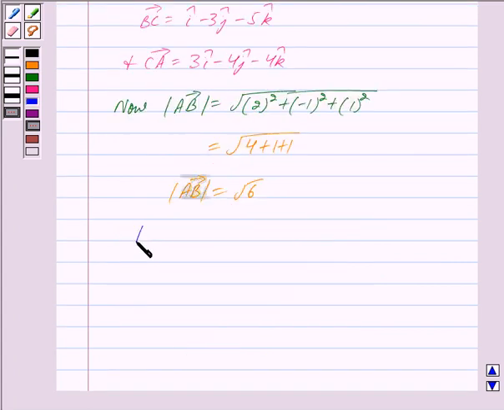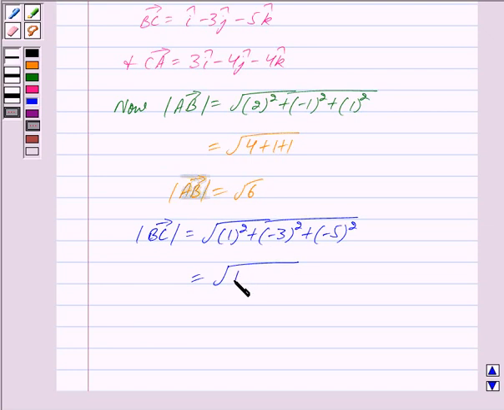Mod of vector BC is equal to under root of 1 square plus minus 3 square plus minus 5 square, and this is equal to under root of 1 plus 9 plus 25, which is equal to under root 35. So mod of vector BC is equal to under root 35.